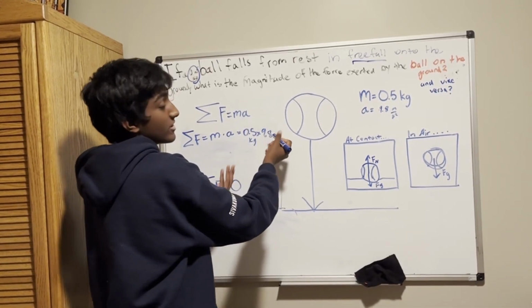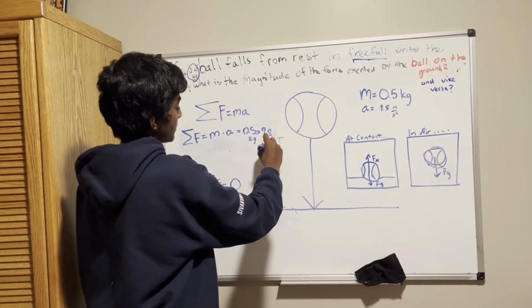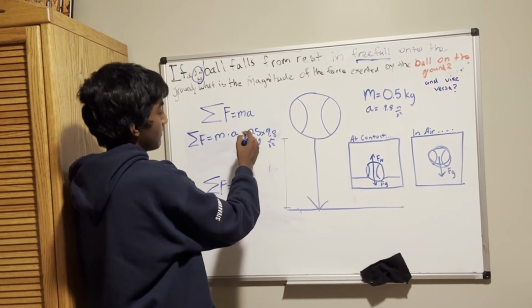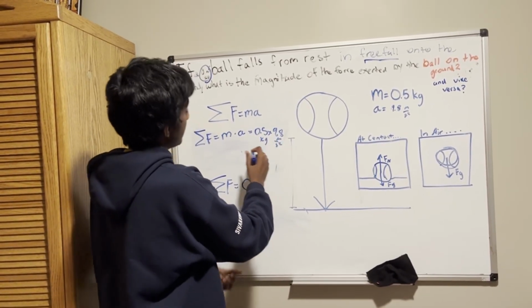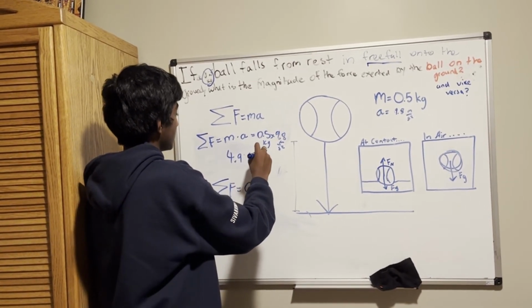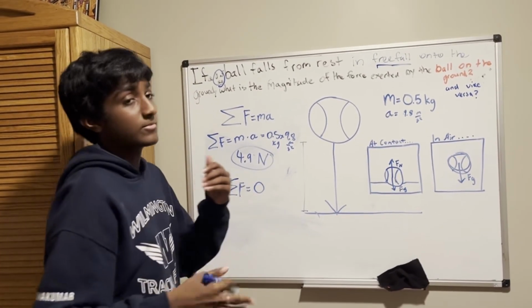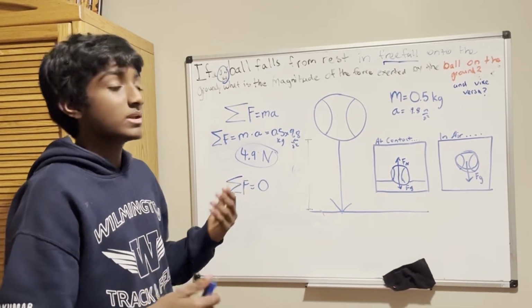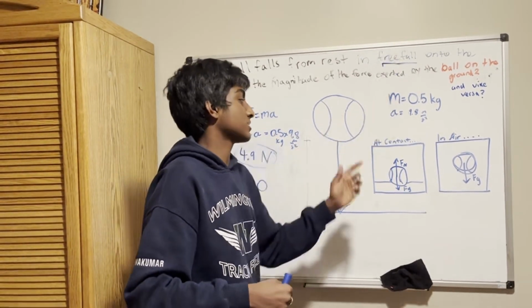And let's make sure we have our units. It's always something you want to do in physics. And so if we multiply 0.5 times 9.8, we get 4.9 newtons, which is the unit for force. Now, that's the force that the ball exerts on the ground.